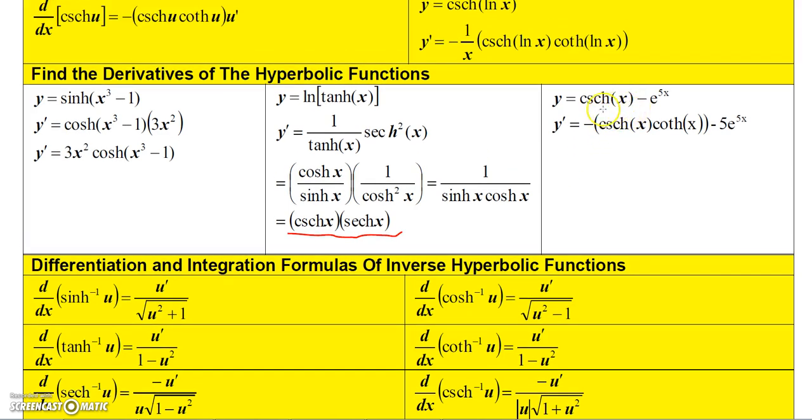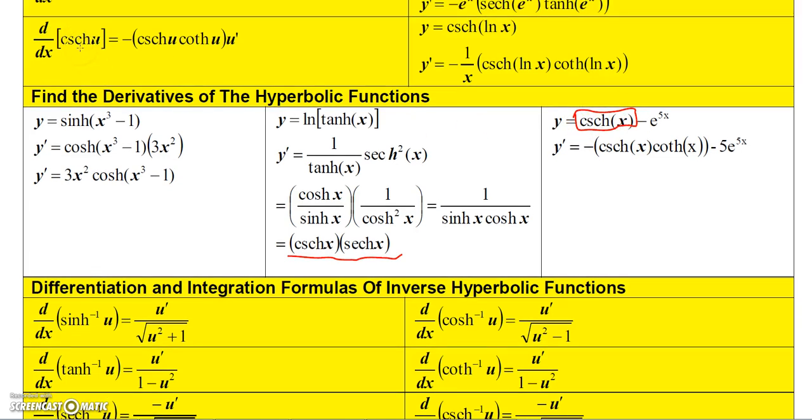And then this one is really nothing particular here. I mean, you just say, okay, the formula for hyperbolic cosecant of x using this formula up here would be minus hyperbolic cosecant of x times cotangent x, and then I just threw in another term, e to the 5x, and you know the derivative of e to the 5x is just 5e to the 5x, so you just tag the minus 5e to the 5x on at the end.